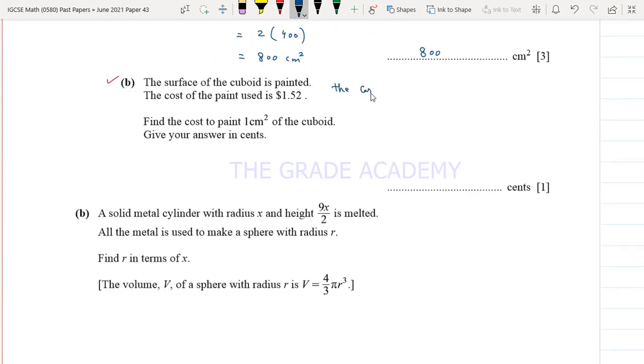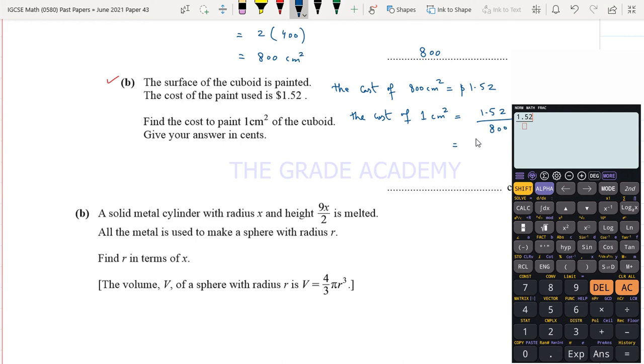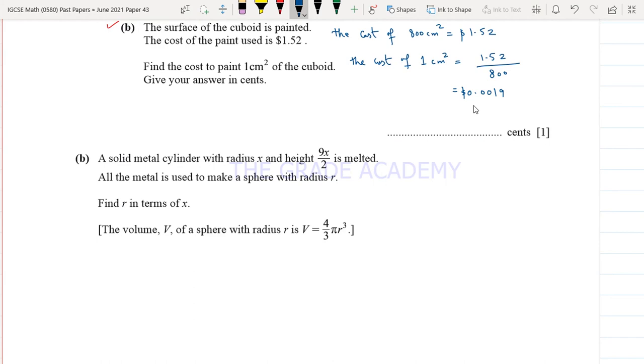Here the cost of 800 square centimeters is equal to $1.52. So we have to find the cost of 1 square centimeter. So the cost of 1 square centimeter will be equal to 1.52 divided by 800, which is equal to 0.0019 dollars. As we have to express the answer in cents, we will multiply it by 100. So this will be equal to 0.19 cents. So 0.19 cents is the cost to paint 1 square centimeter of the cuboid.